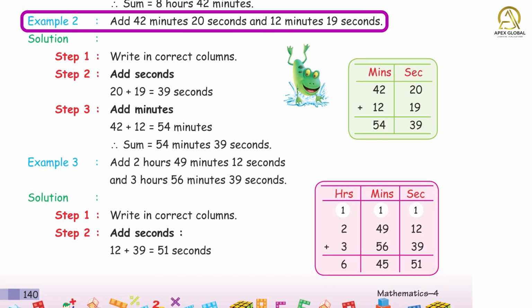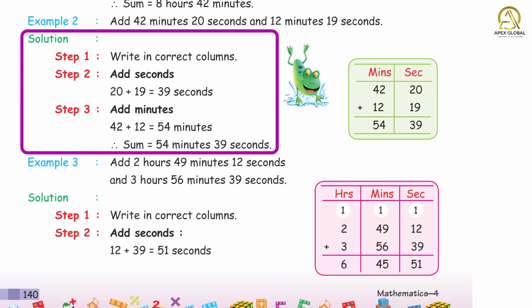Example 2. Add 42 minutes 20 seconds and 12 minutes 19 seconds. Solution: Step 1. Write in correct columns. Step 2. Add seconds. 20 plus 19 equals 39 seconds. Step 3. Add minutes. 42 plus 12 equals 54 minutes. Sum: 54 minutes 39 seconds.